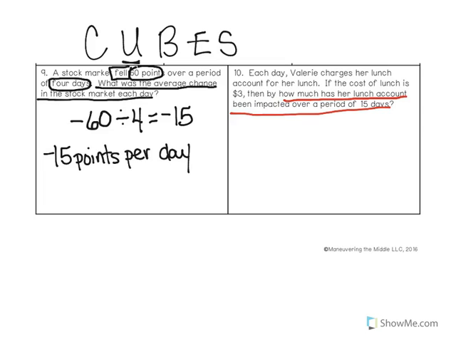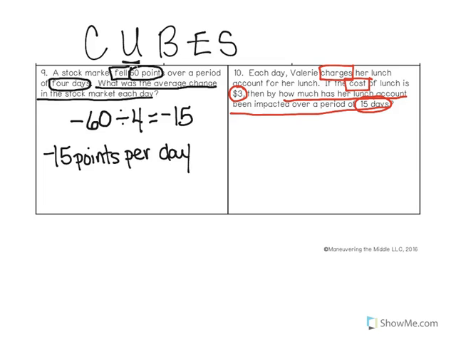So Valerie charges her lunch. Well, charge to me sounds like an action word because charge means that we are taking money out of an account. So that's a negative action word. If the cost of lunch is $3, so I'm going to circle the $3 because I know that, and cost is also an action word. So it kind of helps with the charge. If you're charging something for lunch and the cost of lunch, that means that both of those are referring to negative numbers. And then it says, then by how much has her lunch account been impacted over a period of 15 days? Well, I'm going to go down here and circle the 15 days because that is important numerical information as well.